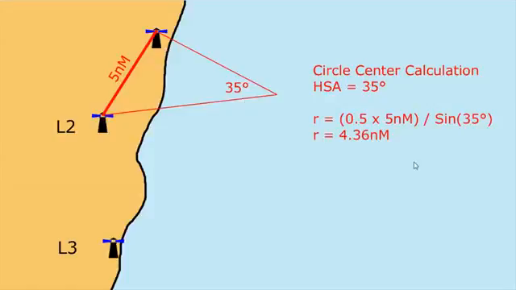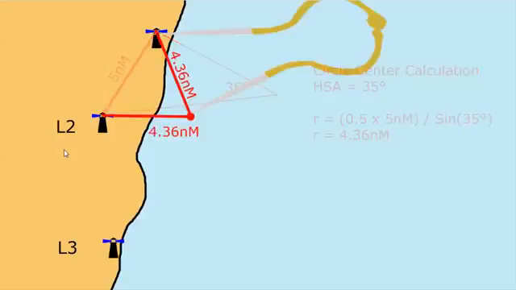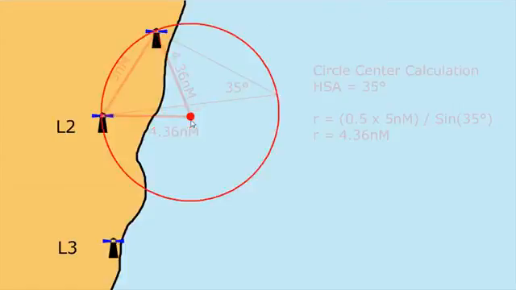So if we know the radius of this circle, we can use the position of the two lighthouses, because they sit on the circle, to determine where the center of the circle is. And we use our compass to do that. So what we do is we use our compass and we scribe an arc at 4.36 nautical miles. We do it from L1 and we do it from L2, and that gives us an intersection marked with this point here. From there, we can draw a circle that goes through the two lighthouses, and once again, that circle represents all of the positions where you will get a horizontal sextant angle of 35 degrees.